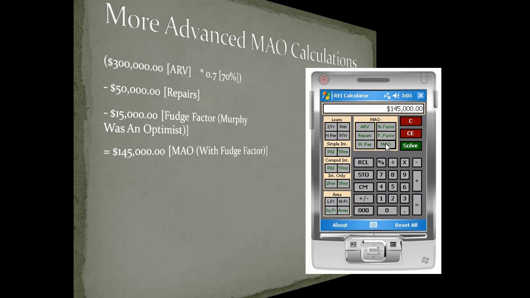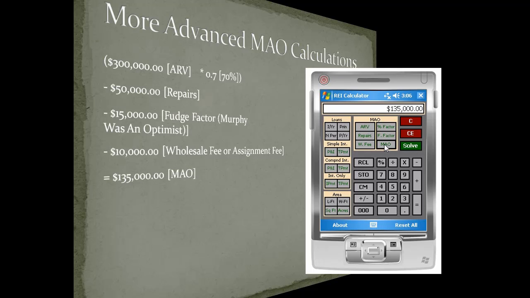Now, in the event that you're a wholesaler, you're not really interested in rehabbing it yourself, you're interested in selling your interest in the property to somebody else who does want to rehab it, then you're also going to want a wholesale fee or an assignment fee. So we're going to plug in $10,000. Let's say I want $10,000 as my wholesale fee. We're going to plug that in here and we'll solve for MAO again.